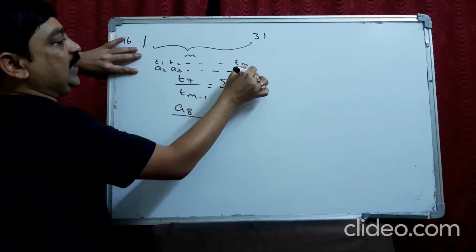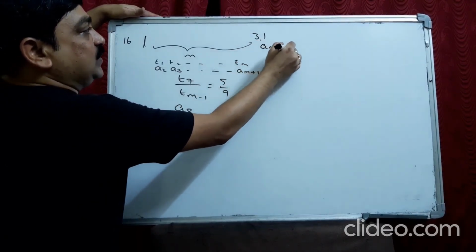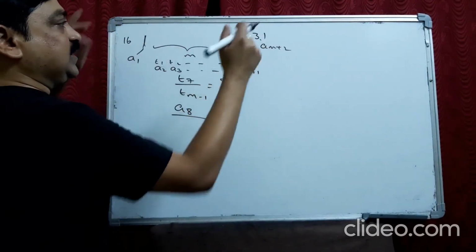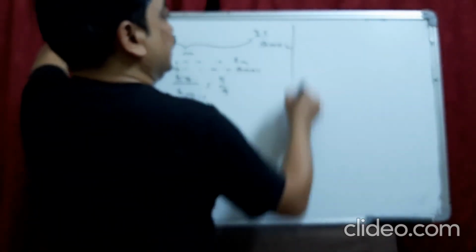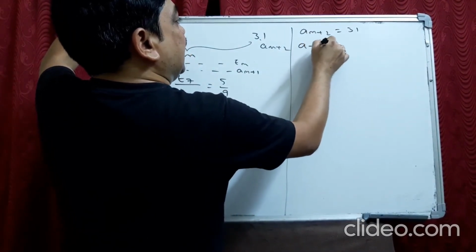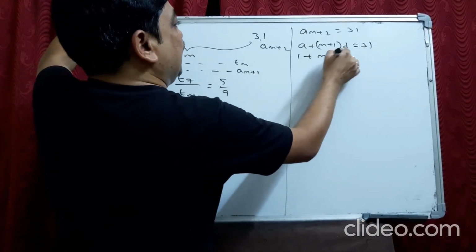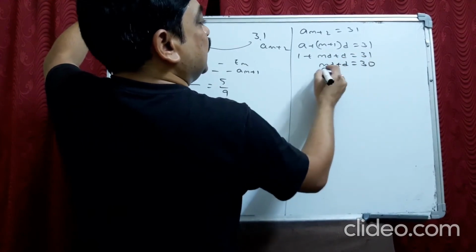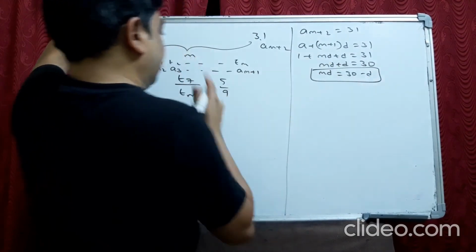And this will be A(m+1), and this will be A(m+2), and this will be A1, because A1, m terms, m plus 1, and this is A(m+2). Okay, first let us equate. We equate A(m+2) with 31. So a plus (m+1) into d is 31. A is 1. 1 plus md plus d is 31. md plus d is 30. So md, you can write it as 30 minus d. We use it later here.